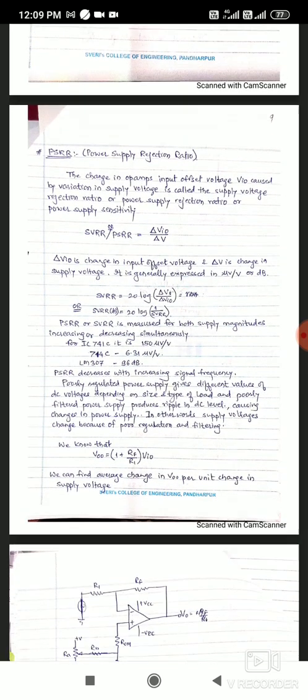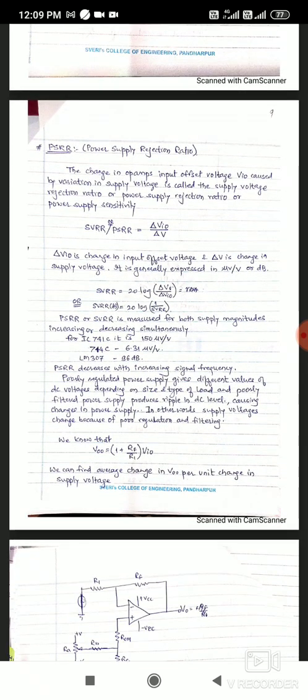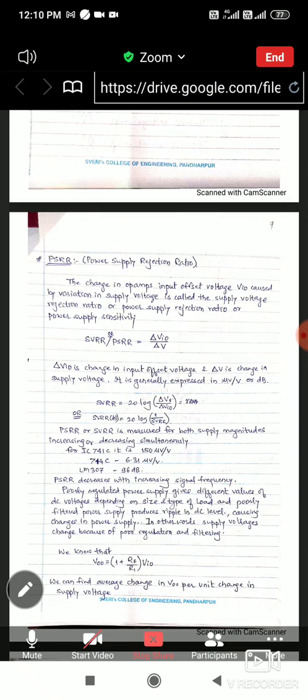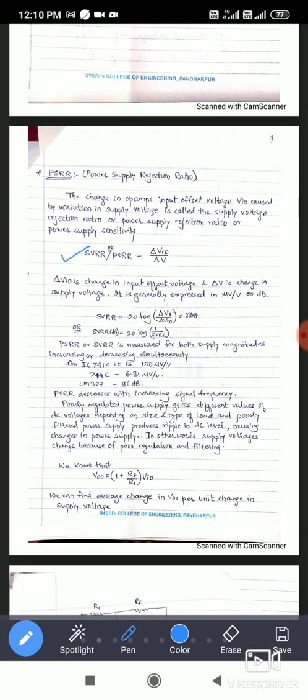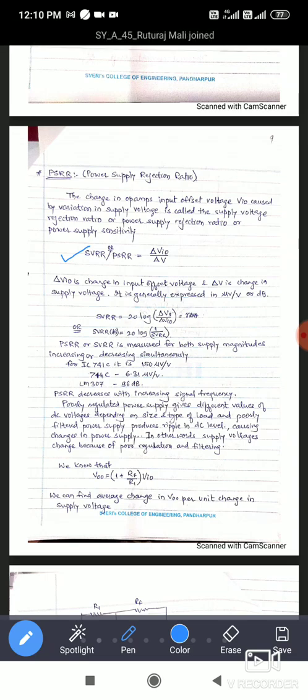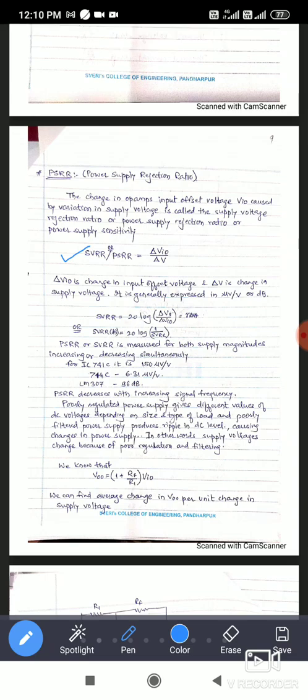After that we discussed the power supply rejection ratio, which is also known as supply voltage rejection ratio, SVRR. So both are the same. Power supply rejection ratio is mathematically defined as SVRR or PSRR equal to the change in input offset voltage VIO per unit change in the voltage of the power supply, that is delta V. It is also expressed in terms of decibel.